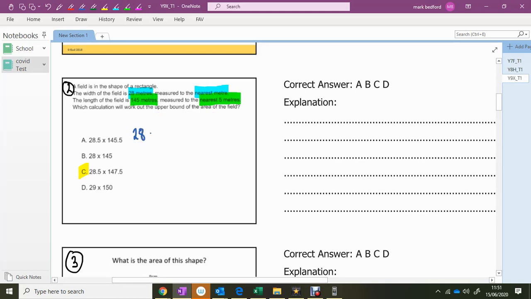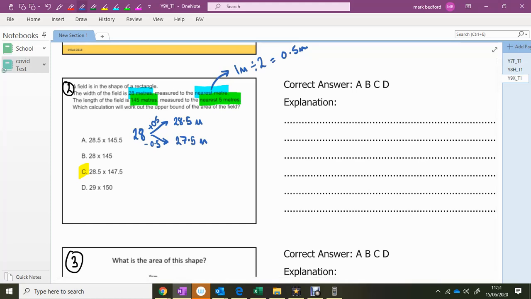28 meters, if we measure that to the nearest 1 meter, if we divide that by 2 again, we get 0.5 meters. That's what we need to add to and subtract from the 28 meters. So if we add on the 0.5 meters, we get our upper bound of 28.5 meters, and if we subtract the 0.5 meters, we get our lower bound of 27.5 meters.